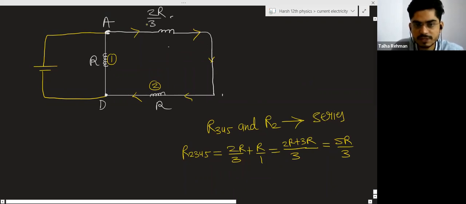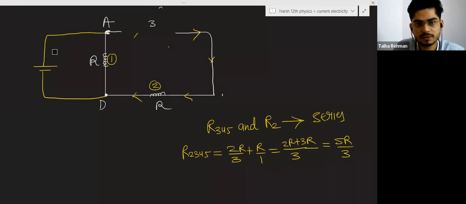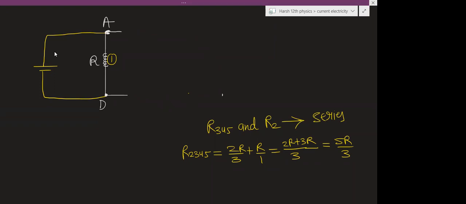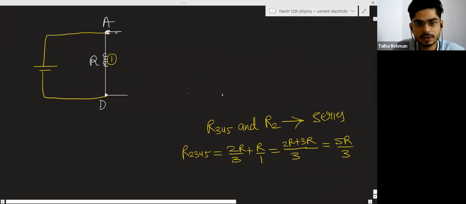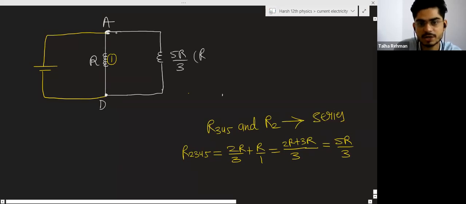So now we have calculated the equivalent resistance of this and this. Now I am removing this and this, because we have just calculated the equivalent resistance. Here I am just connecting a single resistance of 5R by 3, and this resistance I will give the name R2, 3, 4, and 5.